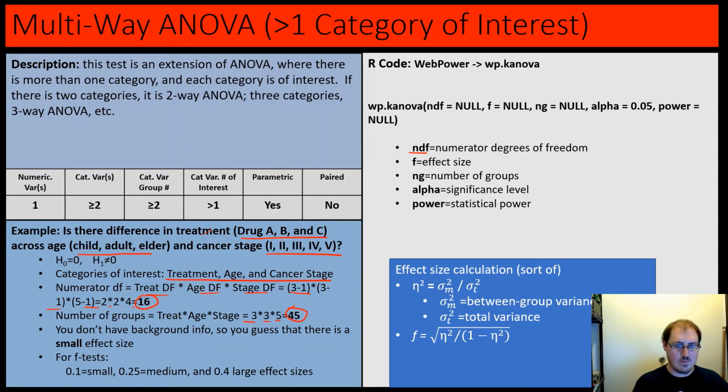We don't have background information, so we'll just guess that there's a small effect size. And then again, if you need to calculate it, this is a little more complicated. This is the best I could find for how to get the effect size calculation. We couldn't quite do what we did for the case with only one category of interest. This should be the eta squared, which is the between groups variance and the total variance, the difference between the two, and then the square root of this eta squared. We'll take a look at that later.